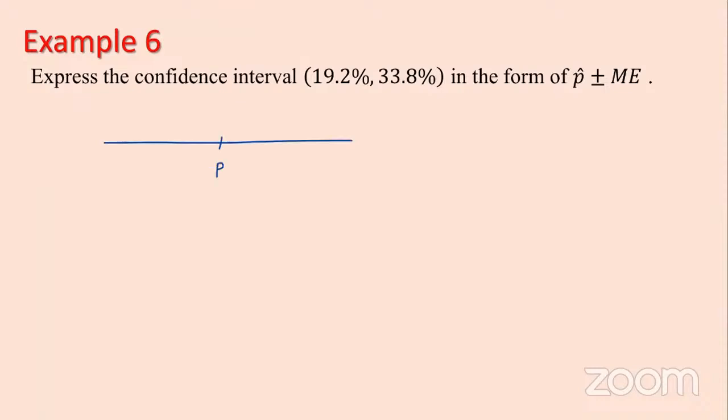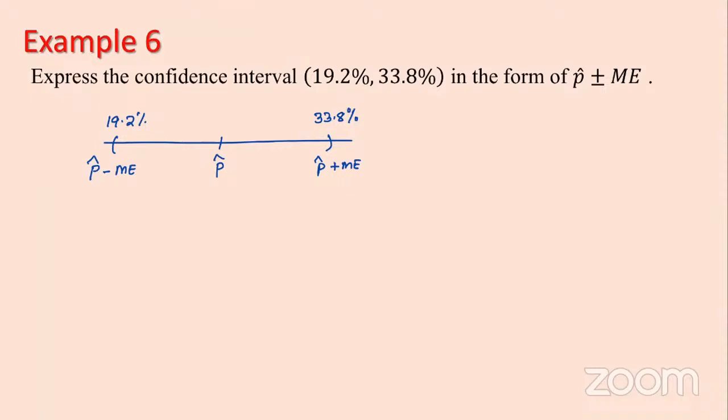So we'll have P hat in the middle because it is talking about the proportion. And they have given everything in terms of percentage. So the lower boundary they have given is 19.2, which is P hat minus margin of error. And the upper boundary will be P hat plus margin of error, that is given as 33.8. So that is the information given, okay?